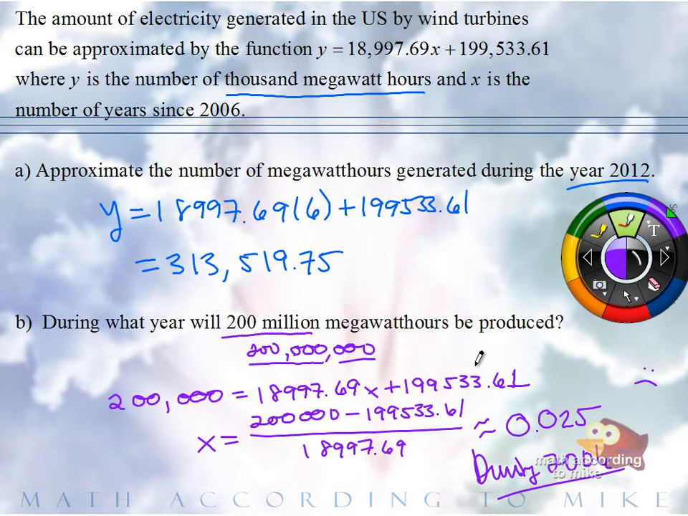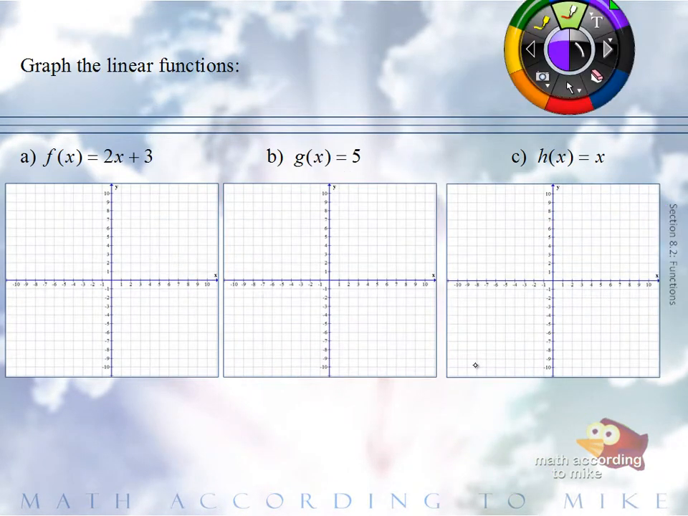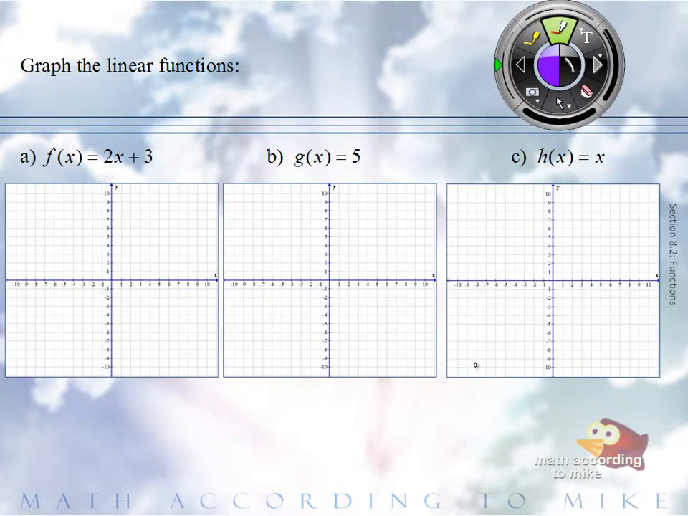Okay, let's try some graphs. Graph the linear function. Now, you can totally, if you want to, make a chart for all of these where you plug in numbers for x and get numbers for y. Or, as it says there, a linear function is a graph that is a line with slope m and y-intercept b.